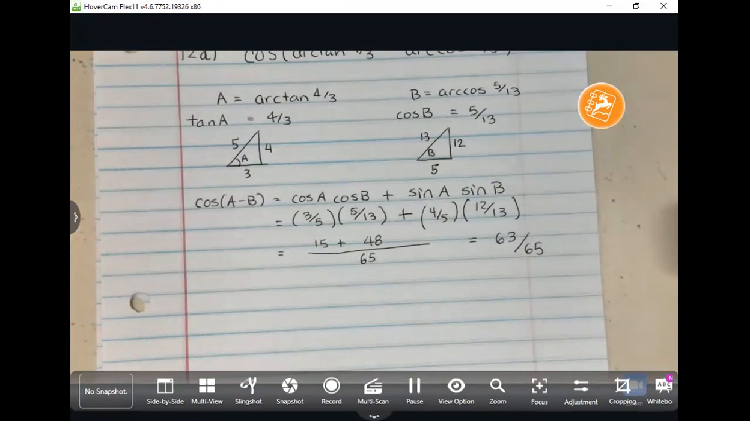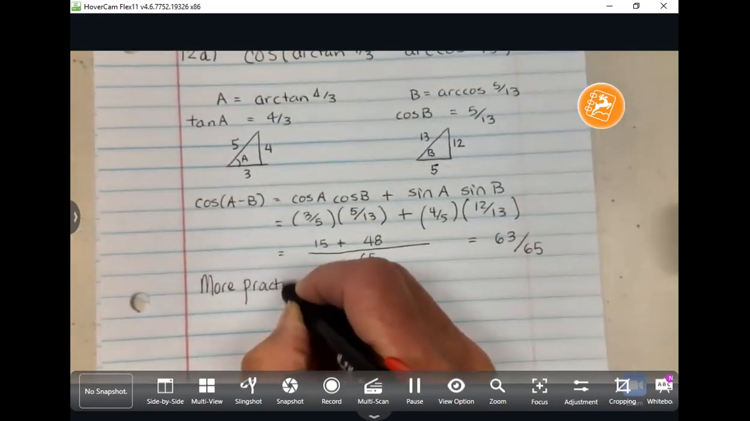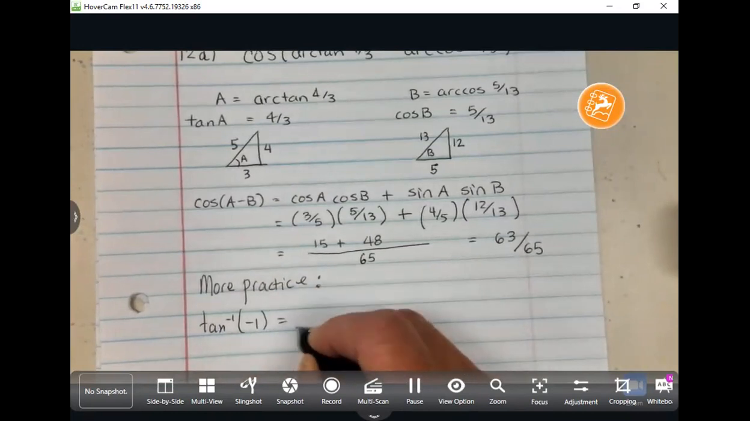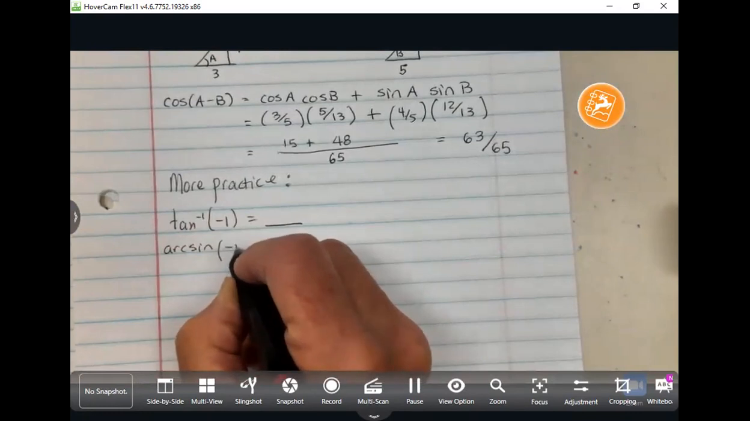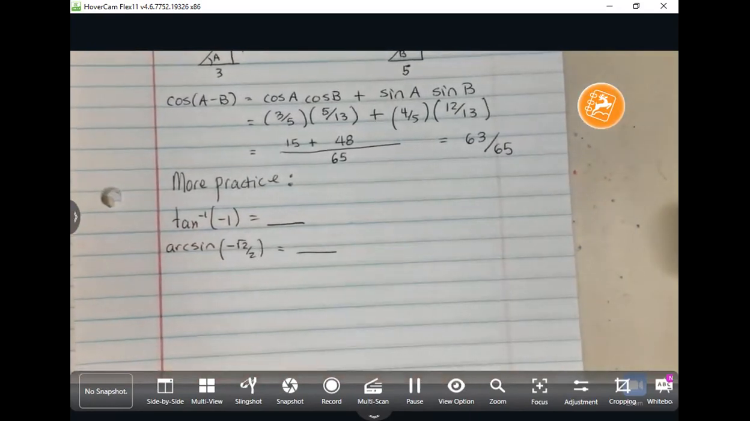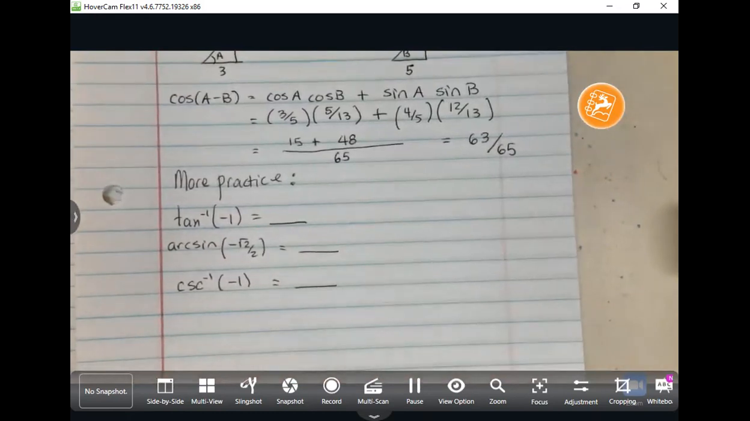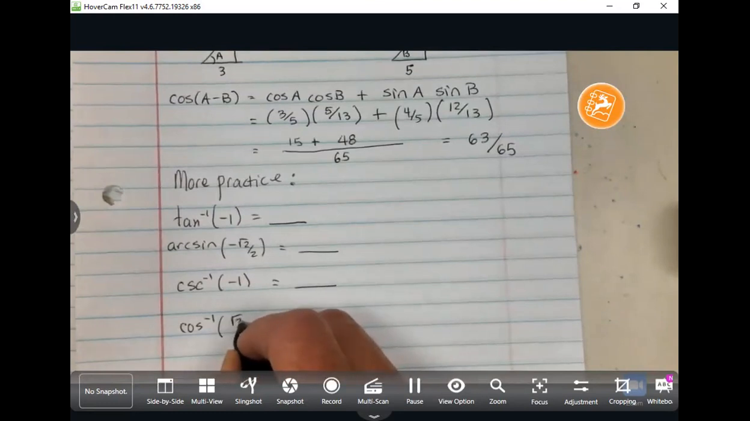Let me throw some more of those at you. Little practice. Fill in the blanks. The inverse tangent of -1. The inverse sine of negative square root of 2/2. The inverse cosecant of -1. The inverse cosine of square root of 3/2.